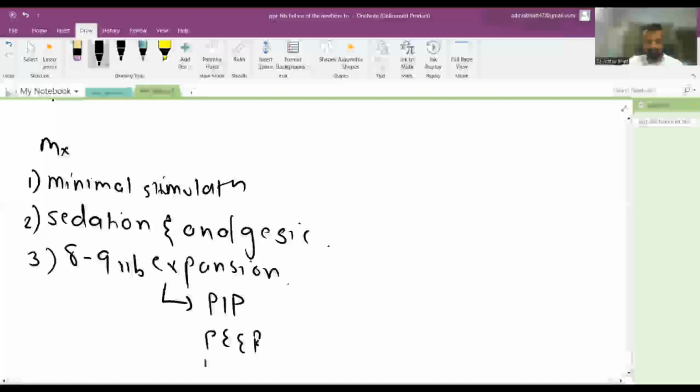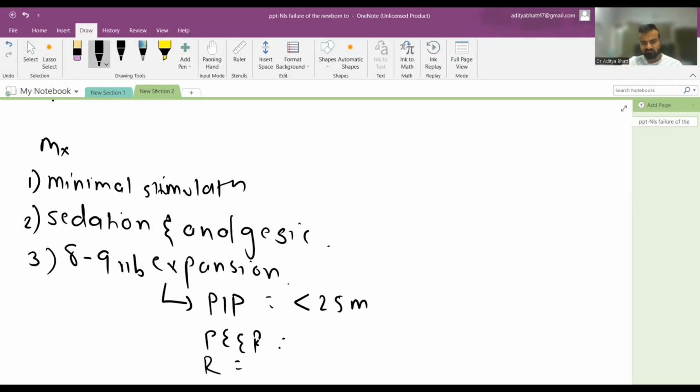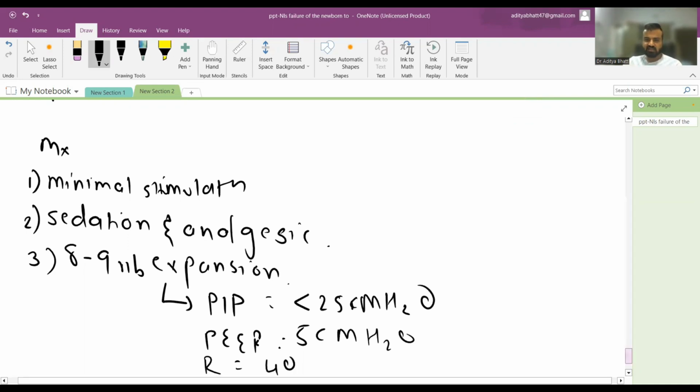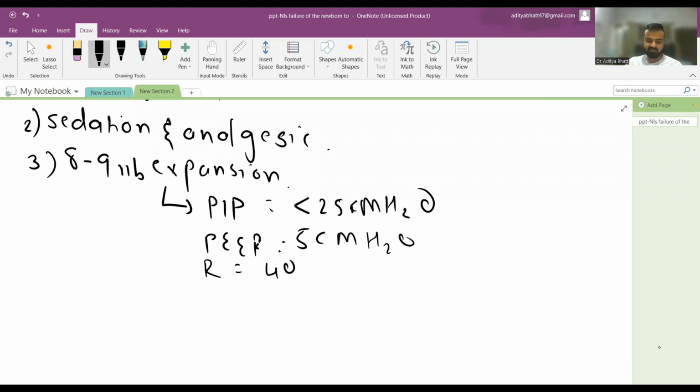FiO2 is obviously variable for each and every patient, but ideally the PIP should be less than 25 millimeter of mercury. If more than 25, prefer giving HFOV. PEEP is 5. This is not millimeter of mercury, it is centimeter of water. I'm really sorry. 5 centimeter of water, and rate is 40 per minute. So these are the ideal parameters of the conventional ventilator.